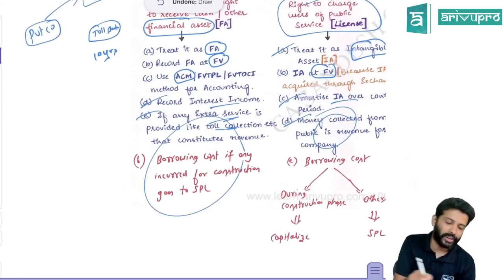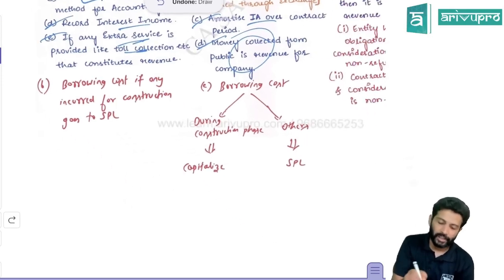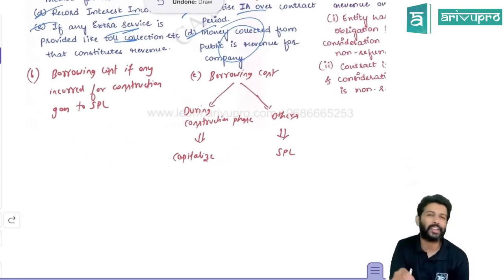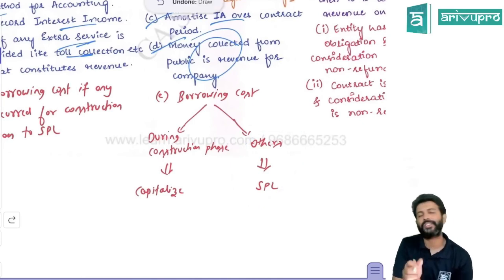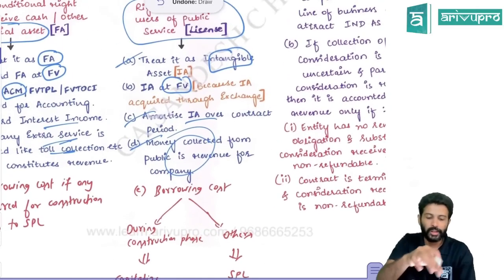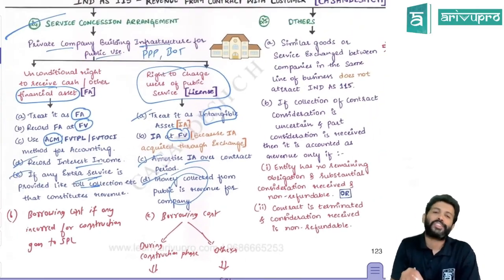In the previous case, since you didn't have an asset, you transferred the entire amount to P&L. Here, since you have an intangible asset, you shall capitalize to the cost of the intangible asset only during the construction phase. After the construction phase, you'll transfer it to the P&L account. That's the drama around service concession agreements.